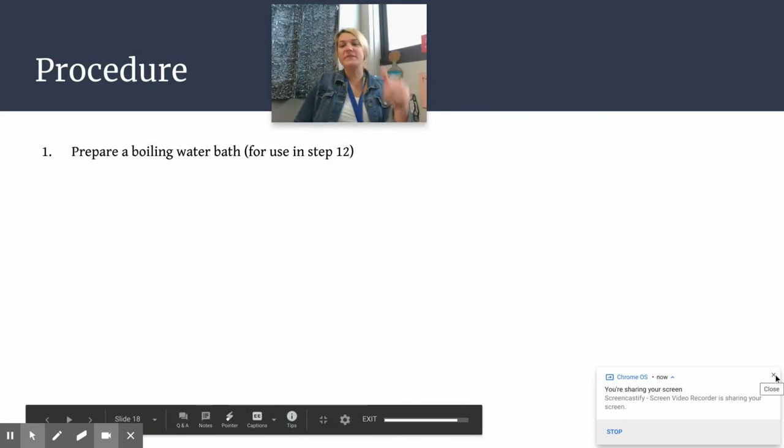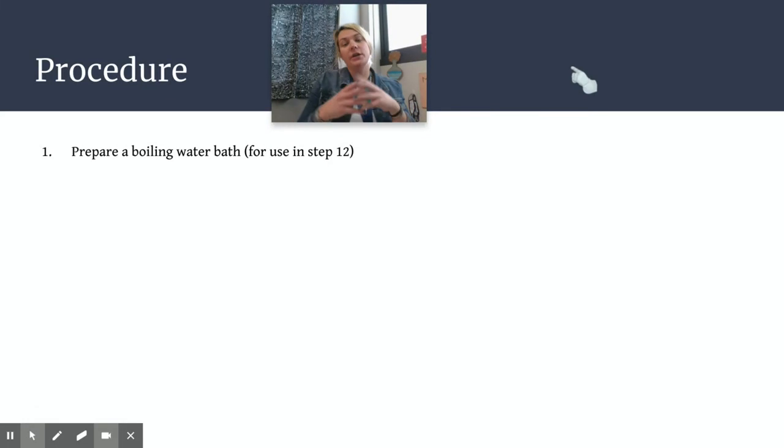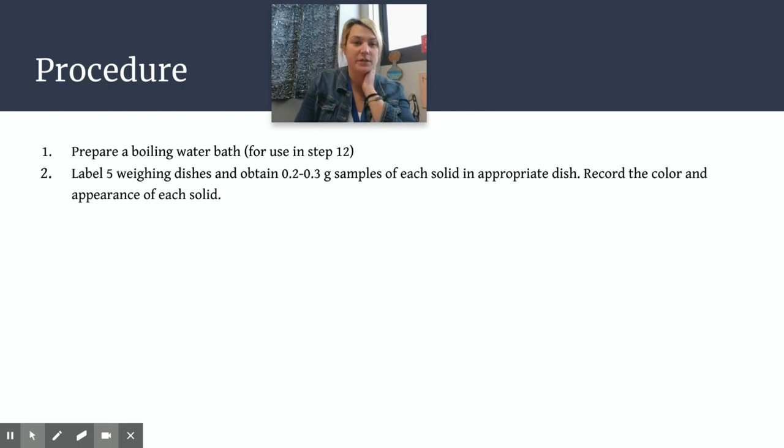Okay, so this video is going to be your procedure and your data table for this lab. The first thing that we have to do is prepare a boiling water bath for a later step in the procedure. Then we're going to be testing 5 different chemicals, so we're going to get 5 different weigh boats and label them.